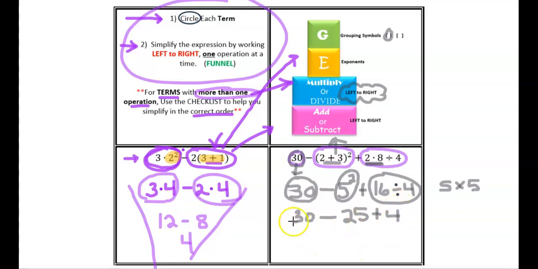Now I've got 3 numbers. I can just subtract and add left to right. 30 minus 25 is 5. 5 plus 4, bring it down. 5 plus 4 is 9.